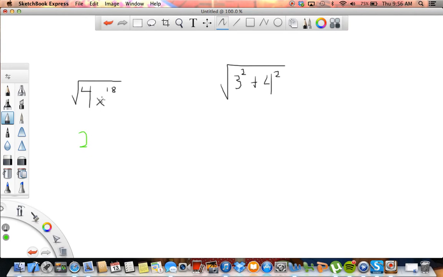Well, now let's look and see what is the square root of x to the 18th. And if you remember from the last problem, all you have to do is divide that exponent, if it's even, by 2. So 18 divided by 2 leaves me with 9. So my answer is going to be this, 2x to the 9th, because 2 is the square root of 4. x to the 9th is the square root of x to the 18th.